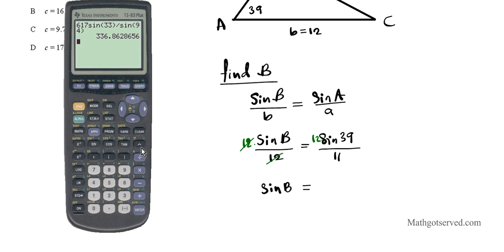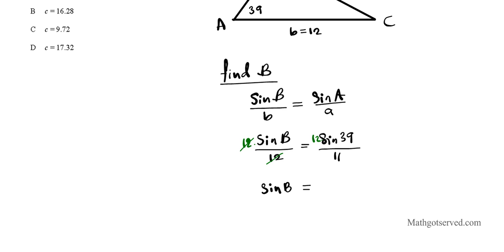Okay, so let's go ahead and compute that. Parenthesis 12 sine 39 divided by 11. So it's 0.6865. So sine B is going to be an approximate value, so let's use the right inequality symbol.